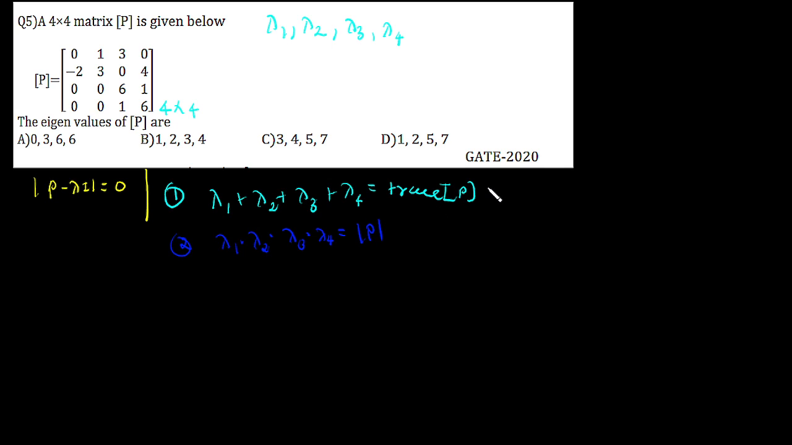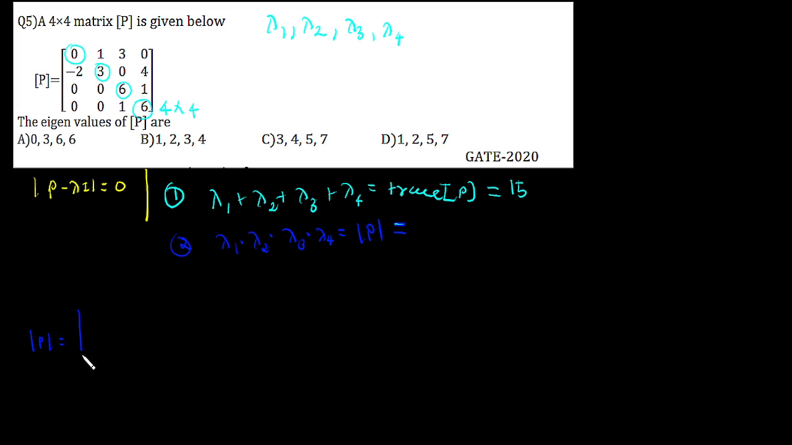So first of all, let's find the trace of this matrix P. The trace is nothing but simply the sum of all its diagonal elements. Here the diagonal elements are 0, 3, 6, 6. So let's sum those four numbers. The sum of those four numbers is 15. So now the trace of this matrix P is 15. Now let's also find the determinant of P, because we also need the determinant.